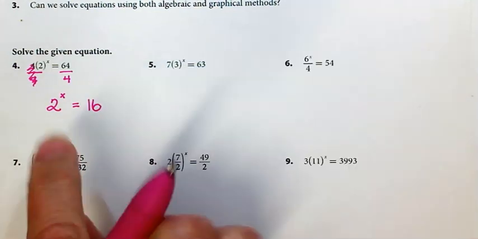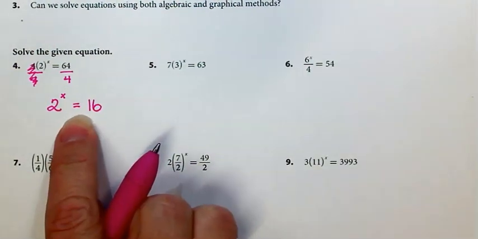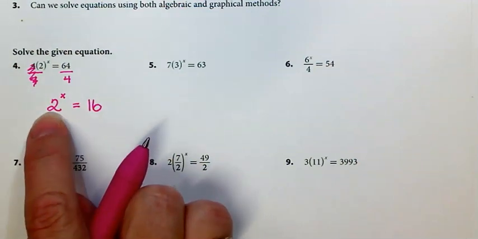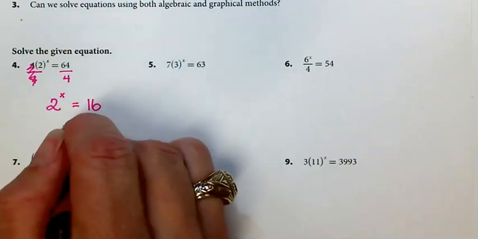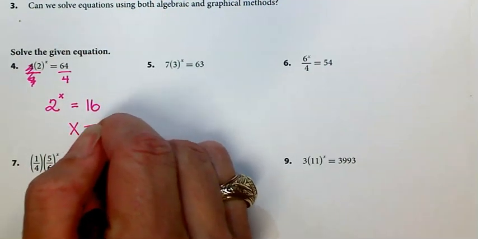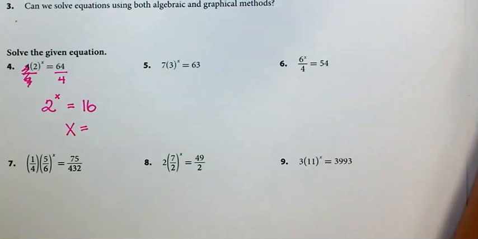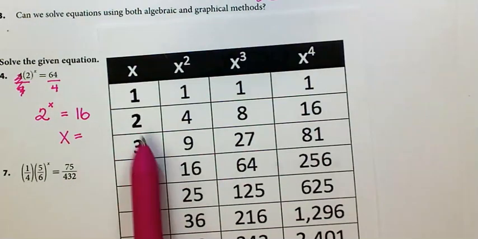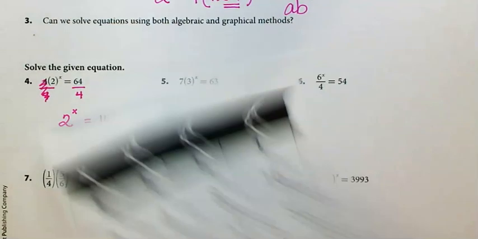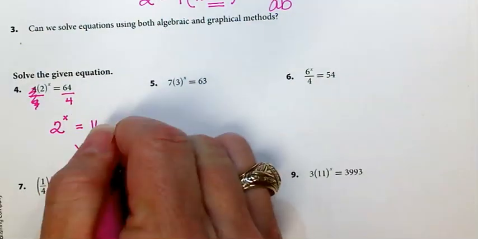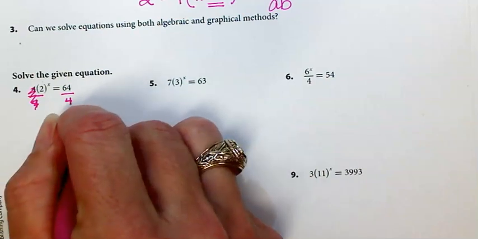is 16. And this is one of those cases where a little thinking or a little bit of looking at that little chart that I gave you helps: 2 to the something power is 16. So x equals, drum roll please. Okay. 2 raised to the 4th power is 16. So that exponent of x has to be 4.